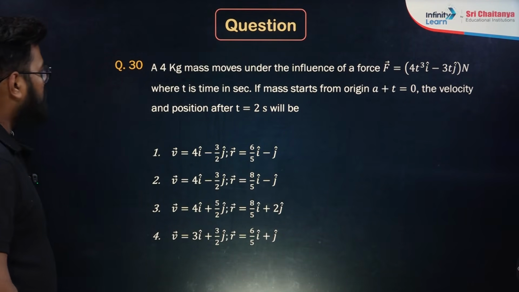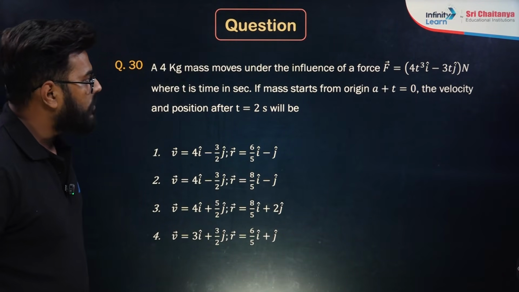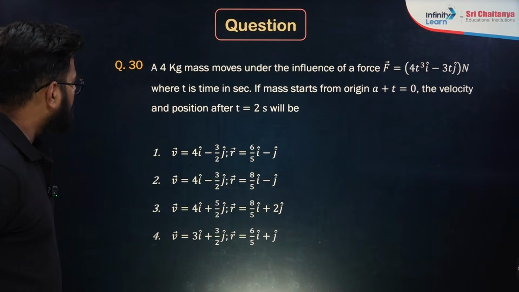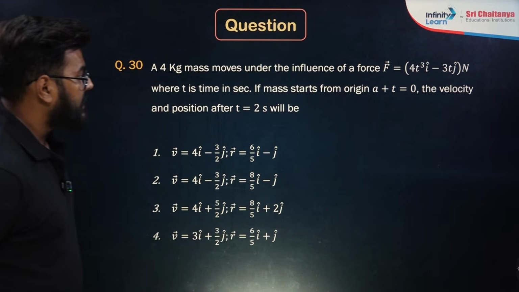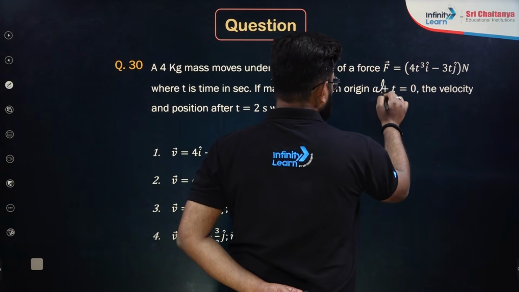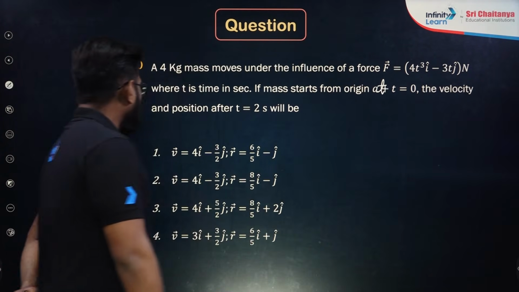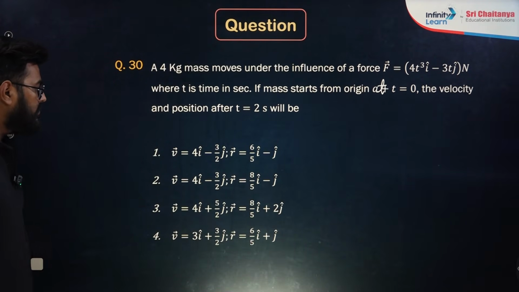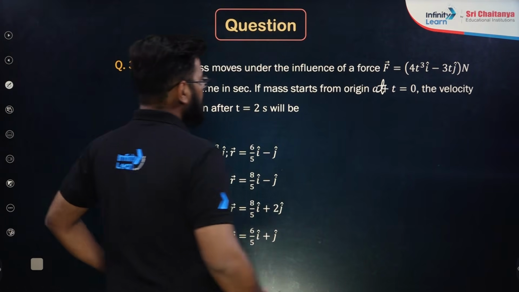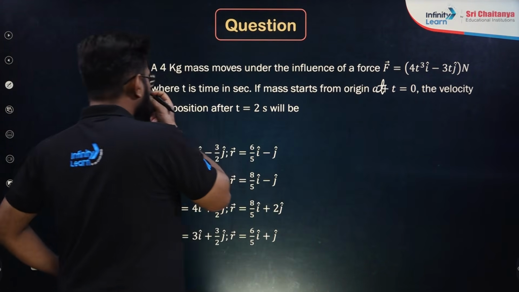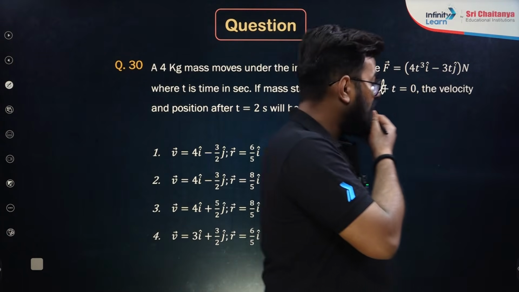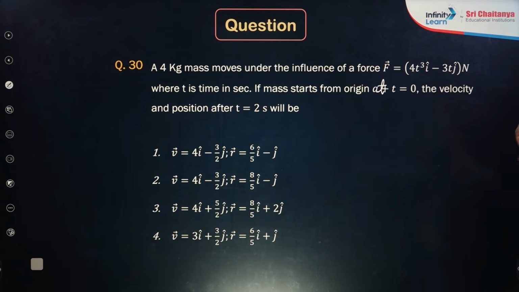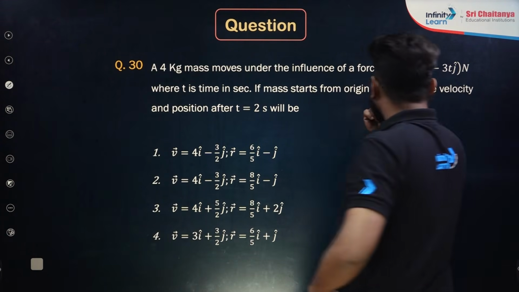Perfect. A 4 kg mass moves under the influence of a force F = 40 i cap + 3t j cap, where t is the time in seconds and F is in Newton. If the mass starts from the origin at t = 0, the velocity and position after t = 2 seconds will be. So velocity can be related. See, they are asking after 2 seconds. So what will be the velocity? The mass is starting from the origin, right?